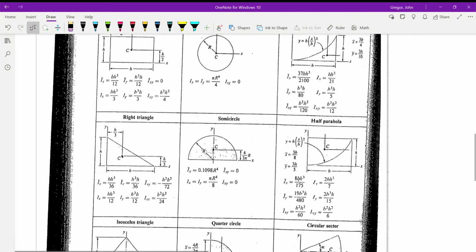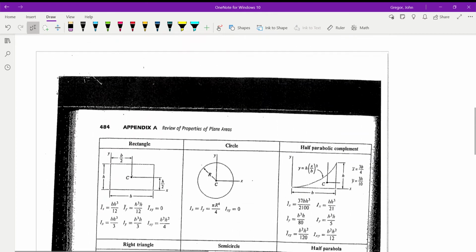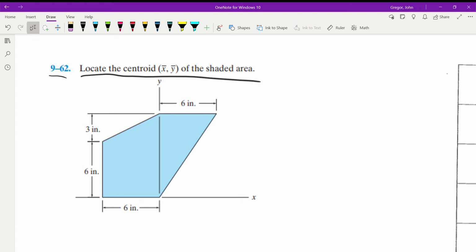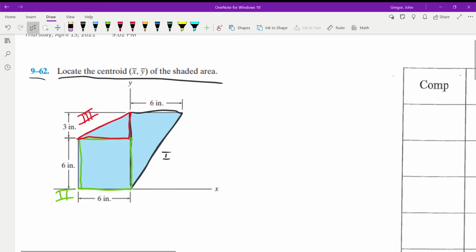So we're just going to dive into the problem. Like I said before, I'm going to separate it into components. I'm going to make this big triangle component 1. Then this little square here is component 2. Then this small triangle here is my third component. I don't know why I use Roman numerals, but I do.